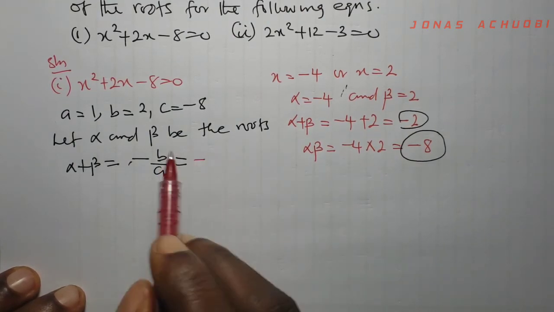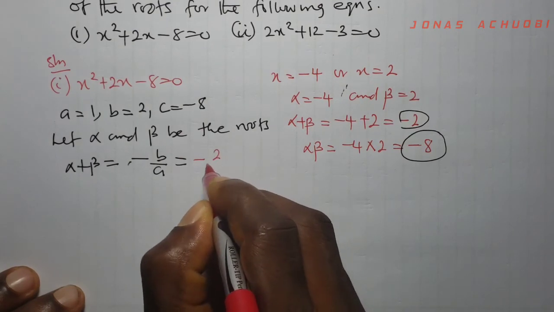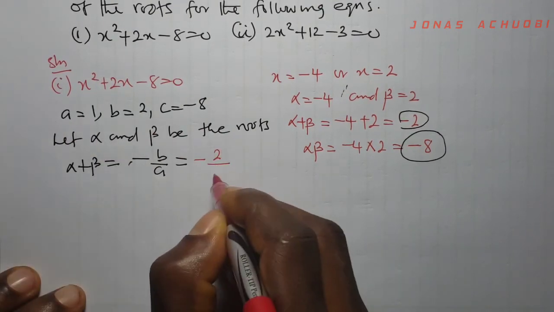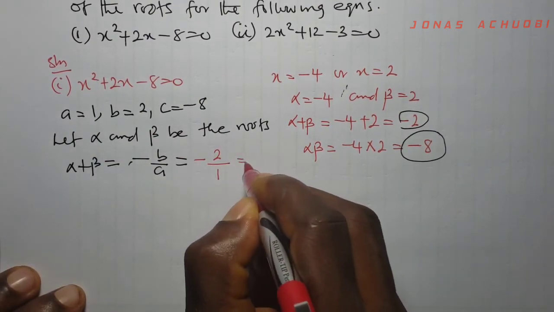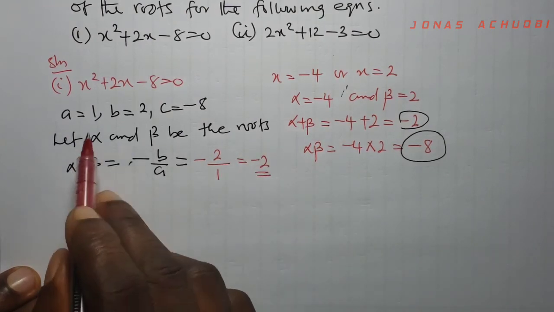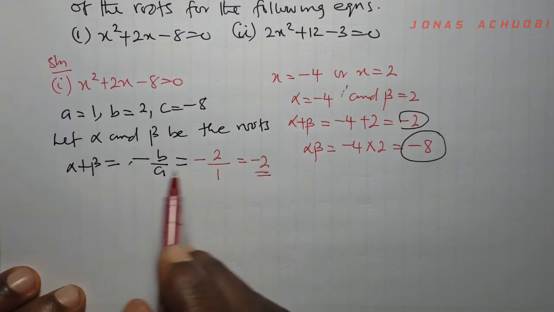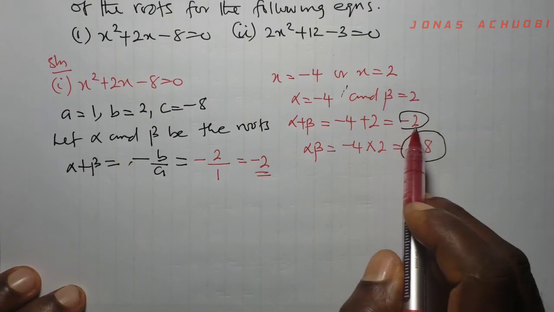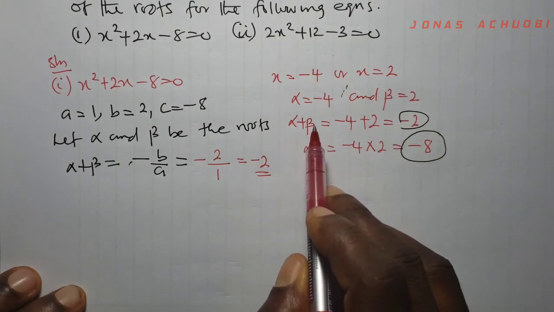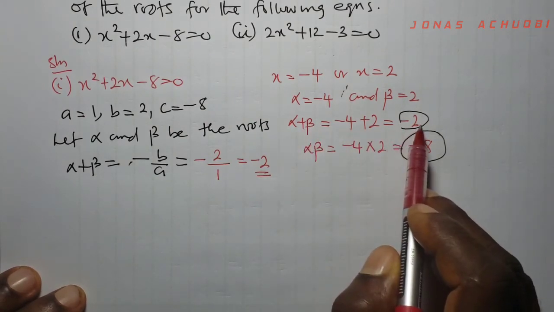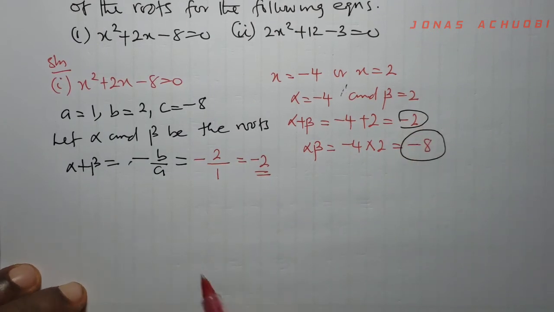and that gives us minus, what is our b? Our b is 2, so that is minus 2 over a. Our a is 1, minus 2 over 1, and that is what? Minus 2. So the sum of the roots alpha plus beta is equal to minus 2. Let us see whether it matches what we had here. Yes, we had alpha plus beta equal to minus 2. So it corresponds.